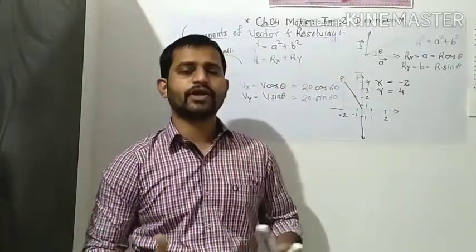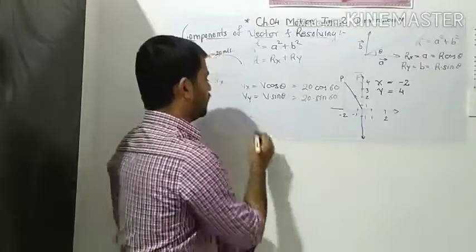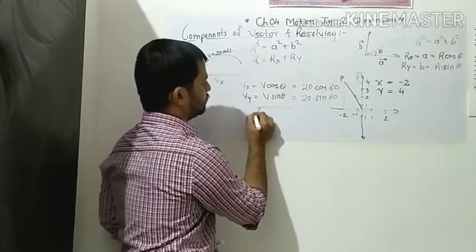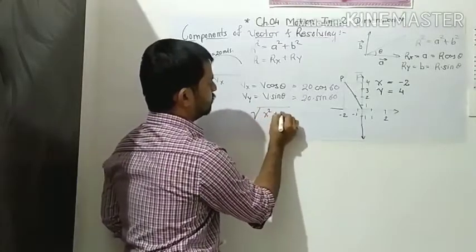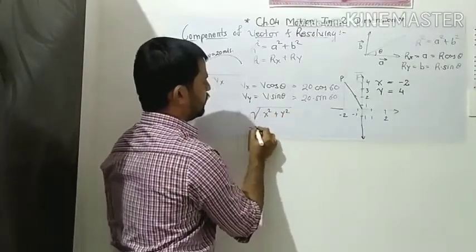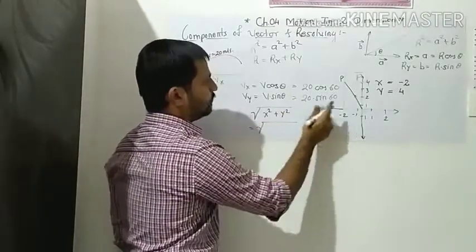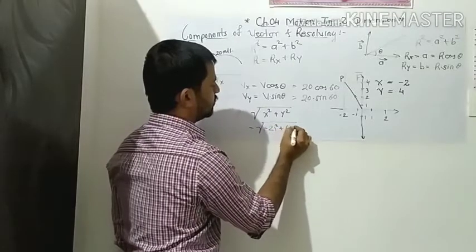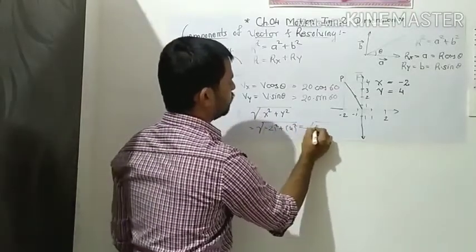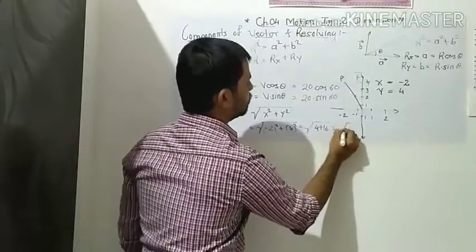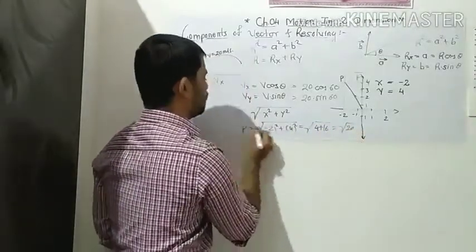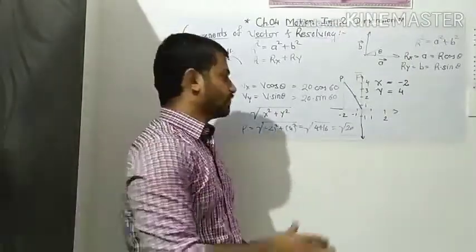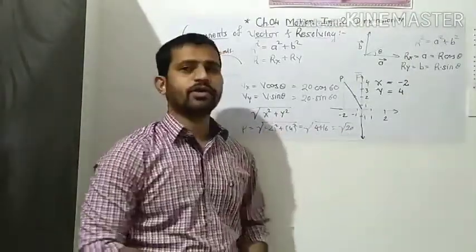Okay, and what about the magnitude? For finding the magnitude, we have the formula P is equal to under root of x squared plus y squared. So we find that -2 squared plus 4 squared is 4 plus 16, that is the under root of 20. This is the value of P.